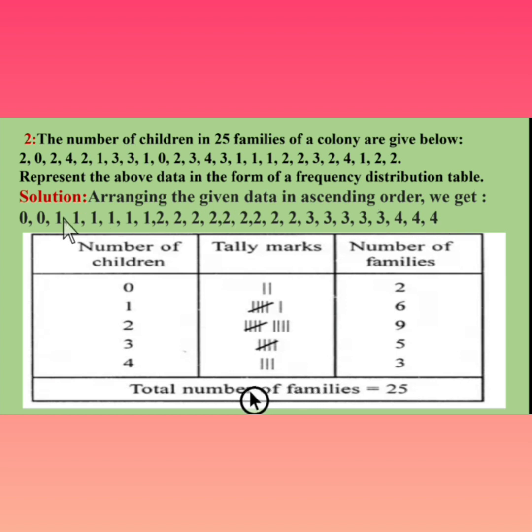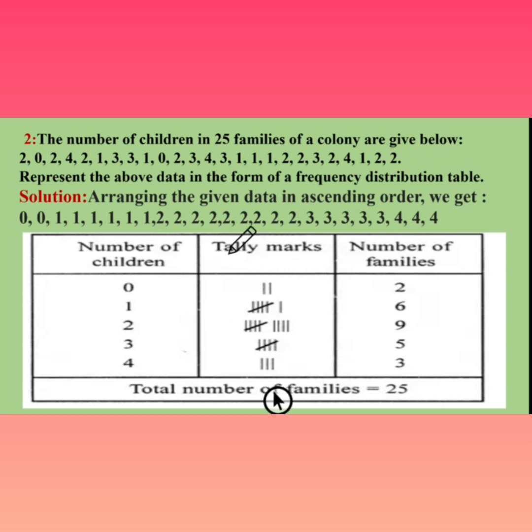Now we arrange this data in table form. First we write the number of children. Here you also write the observation. So how many observations are here? 0, 1, 2, 3 and 4. So the number of children is 0, 1, 2, 3 and 4.